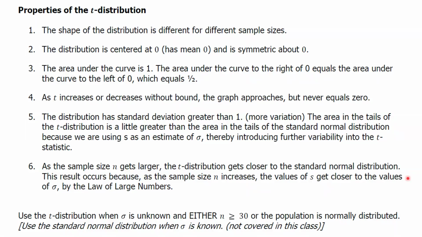Okay, so the key decision rule here, to conclude all these properties, is that when the population is normally distributed or n is greater than or equal to 30, we use the t-distribution. When n is less than 30 and the population is not normally distributed, the methods don't apply.